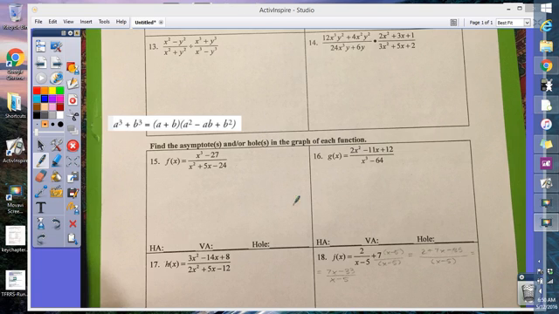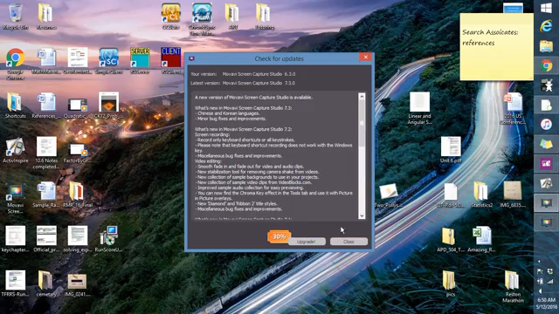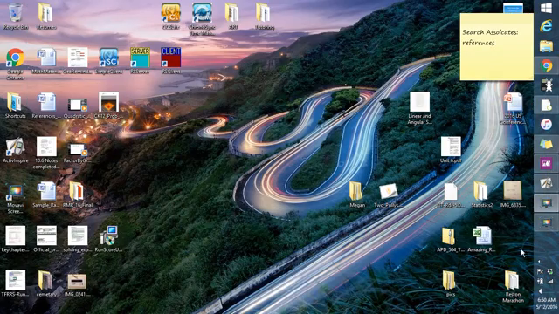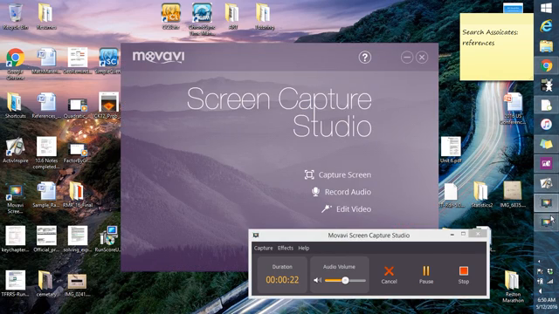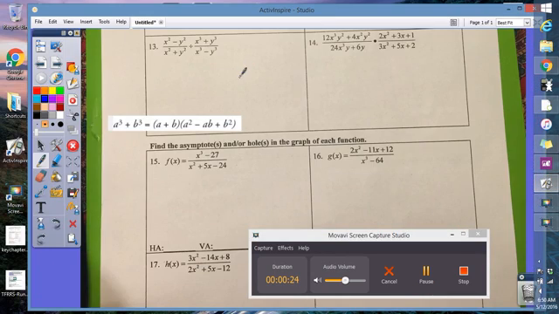We've done these types before, so it's just a quick review on how to work these. Let me make sure my recorder is going. Okay, everything's set. Now, this is a division of rational functions.